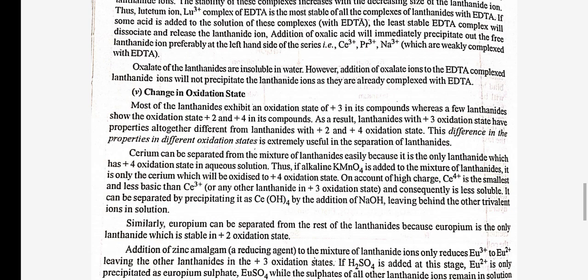On account of high charge, Ce4+ is the smallest and less basic than the Ce3+ ion. It can be separated by precipitating it as cerium hydroxide by the addition of sodium hydroxide, leaving behind the other trivalent ions in the solution.